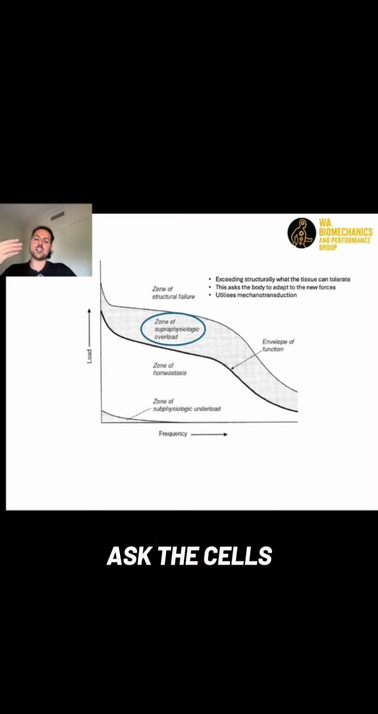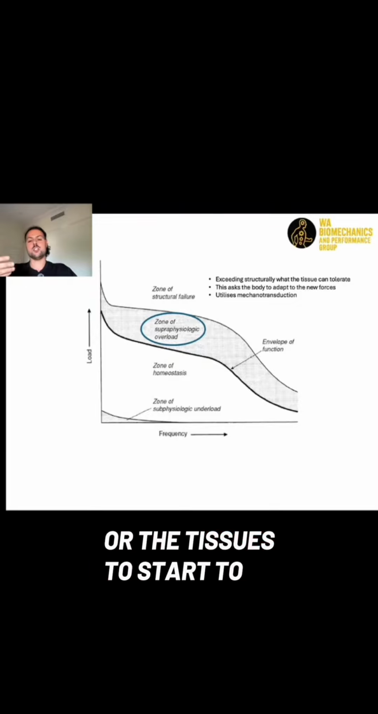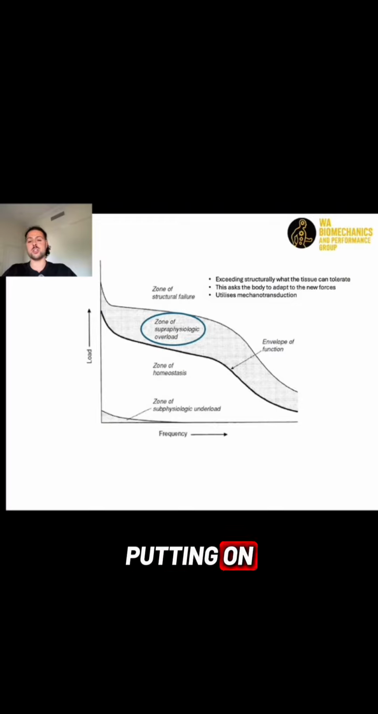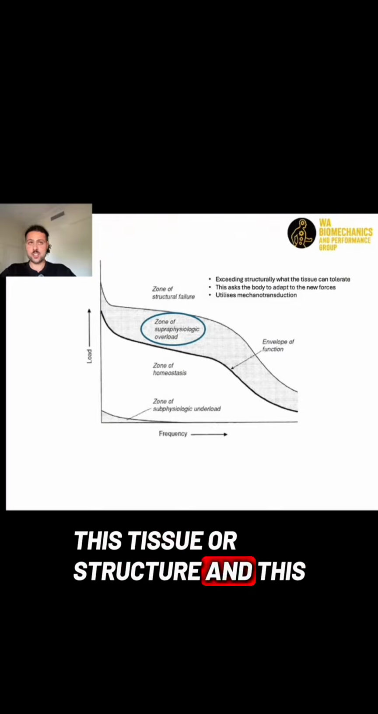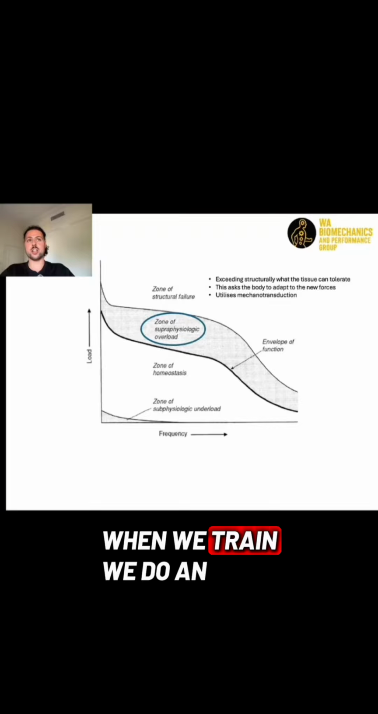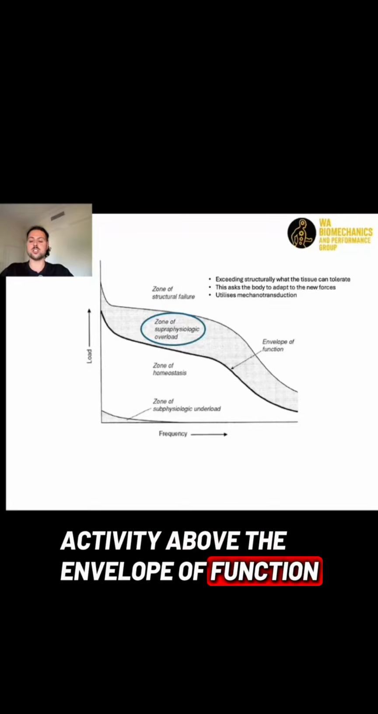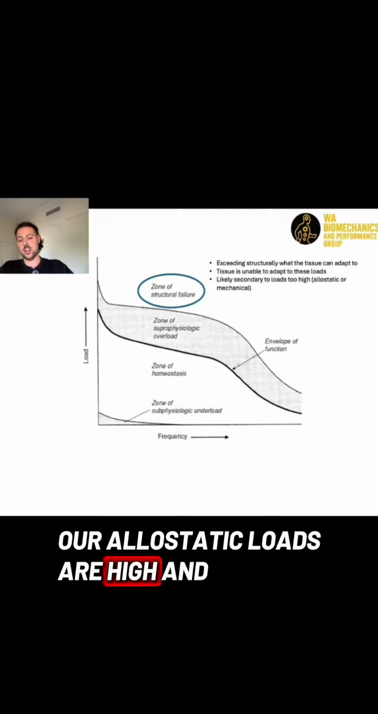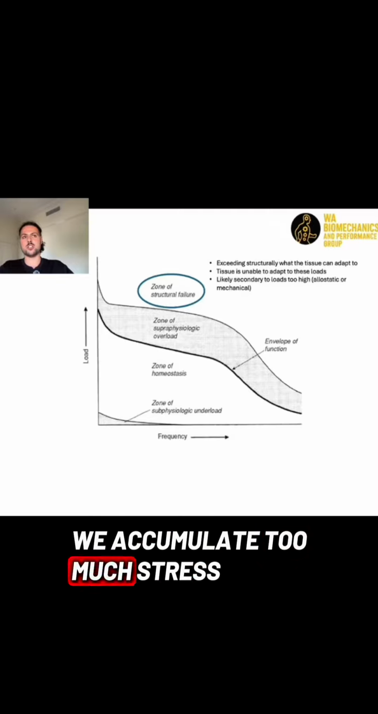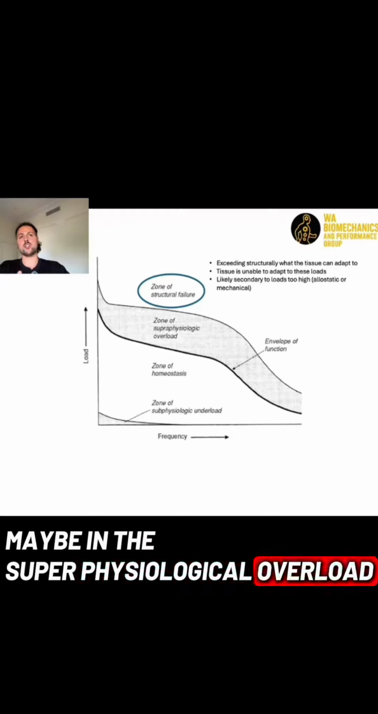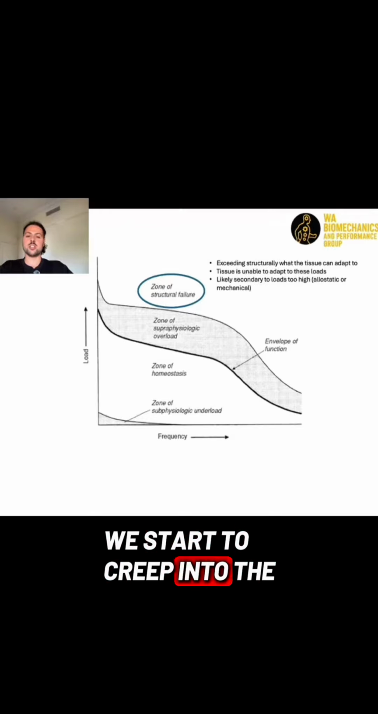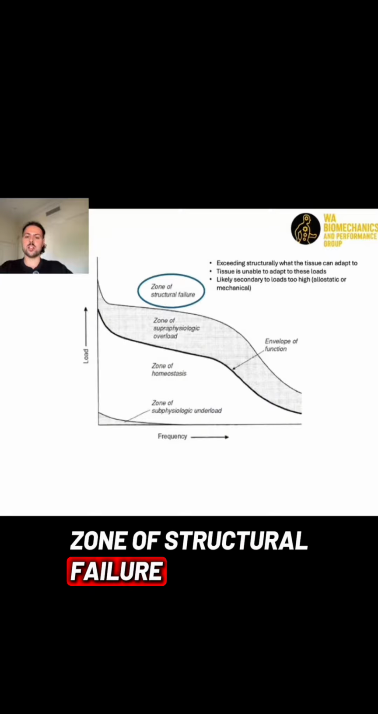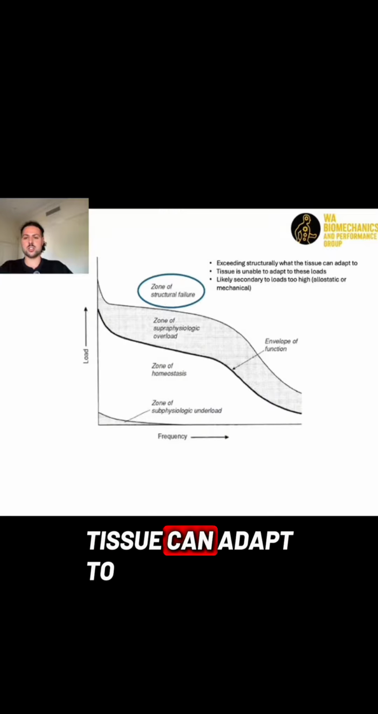This is when we're starting to ask the cells or the tissues to start to adapt to the new forces we're putting on this tissue or structure. And this is utilizing mechanotransduction when we do an activity above the envelope of function. Our allostatic loads are high and we accumulate too much stress, maybe in the supraphysiologic overload area, we start to creep into the zone of structural failure. This will exceed structurally what the tissue can adapt to.